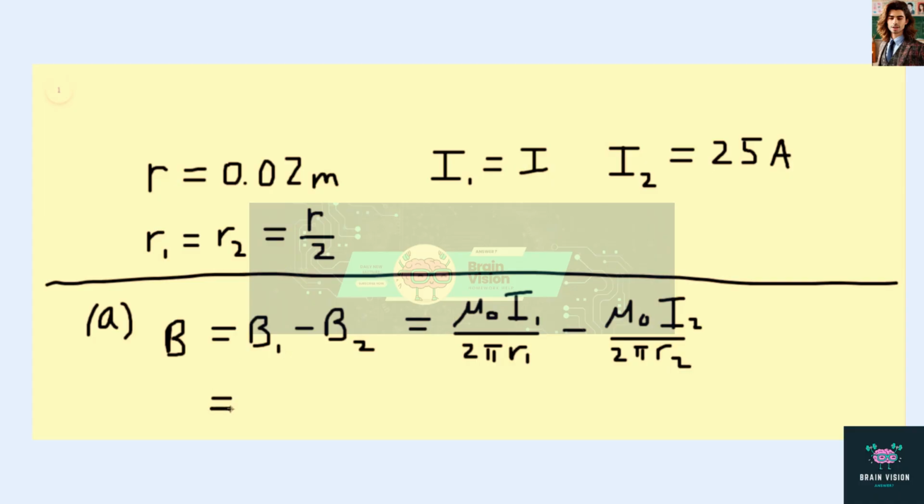So what we find is that expression, again, mu naught is 4 pi times 10 to the minus 7. So the pi in that is going to cancel with the pi on the bottom. What we end up with is 2 times 10 to the minus 5 Tesla per ampere as our solution to mu naught over 2 pi R1. And then that's what we pulled out front, since that was common in both. And then what we have is I1 minus I2. But I1 is just equal to I, and I2 is 25 amperes. So we can go ahead and box that in as our solution for part A.